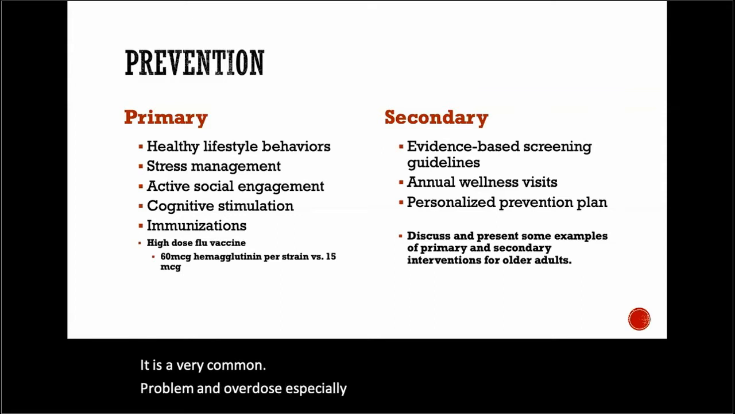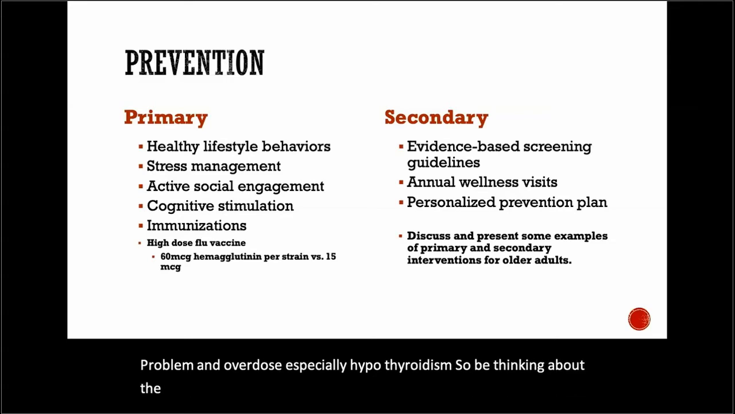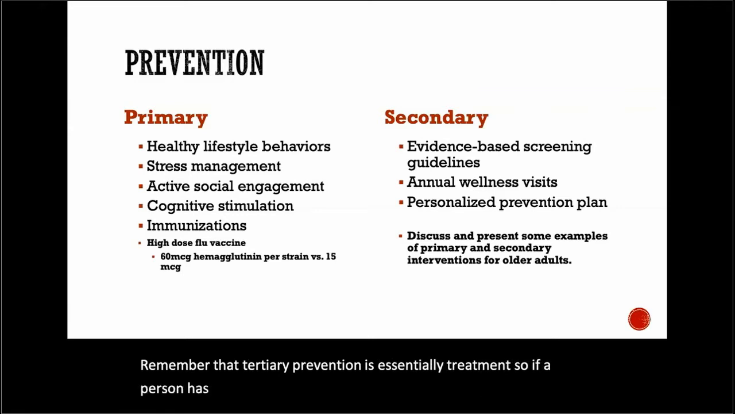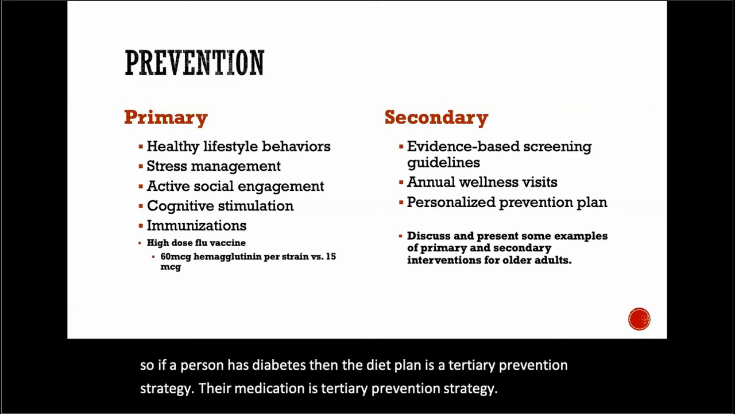So be thinking about the differences between primary, secondary, but also tertiary prevention. Remember that tertiary prevention is essentially treatment. So if a person has diabetes, then the diet plan is a tertiary prevention strategy. Their medication is a tertiary prevention strategy. And that's chapter 2.